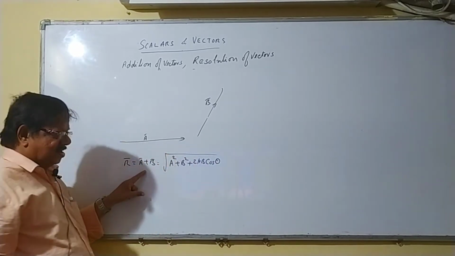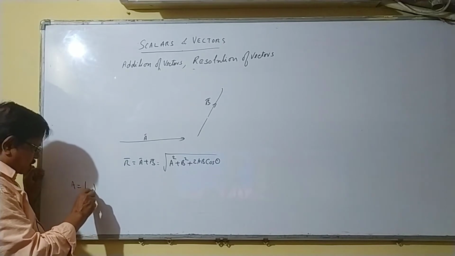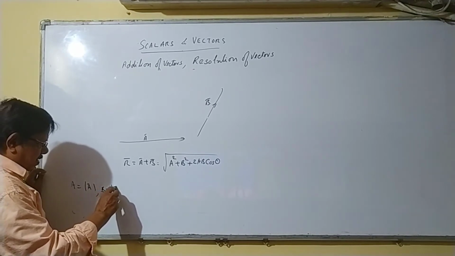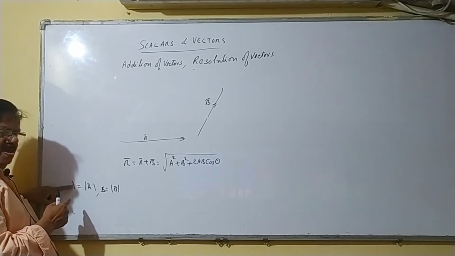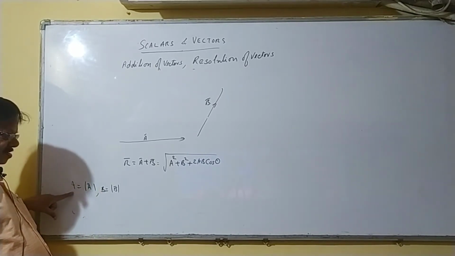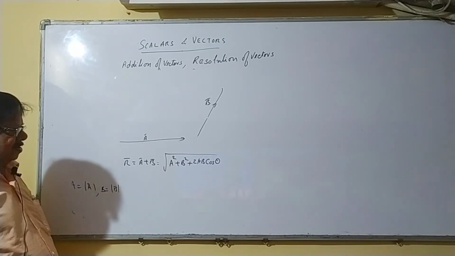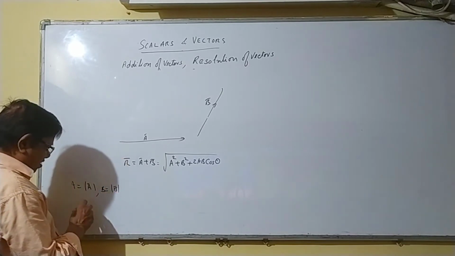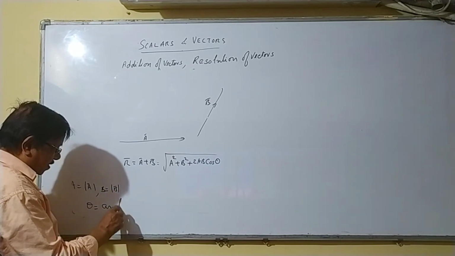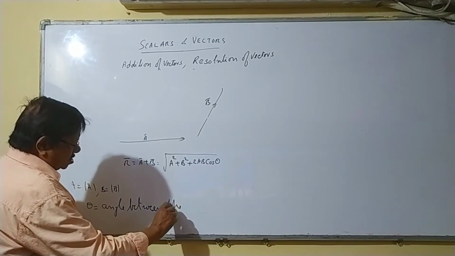In the last lecture I said that when we write A, it means the magnitude of vector A, and B means the magnitude of vector B. We just write A for the magnitude of vector A. You can write it like this or like this, it is easier. A means the magnitude of vector A, B means the magnitude of vector B, and theta equals the angle between the vectors.